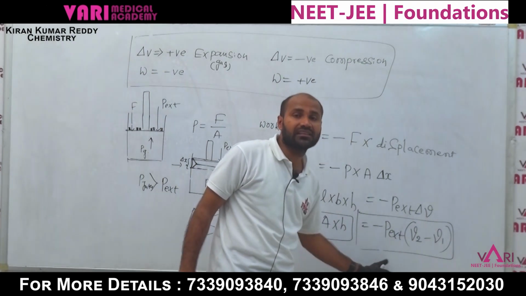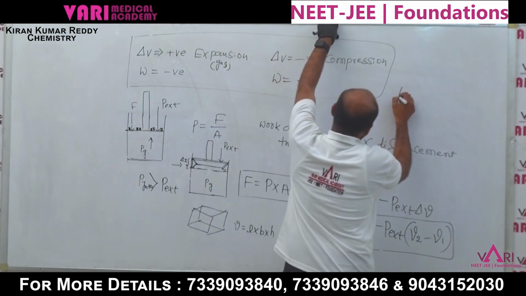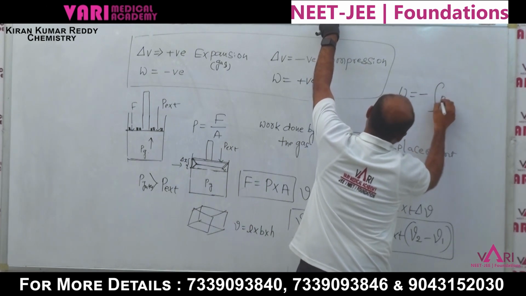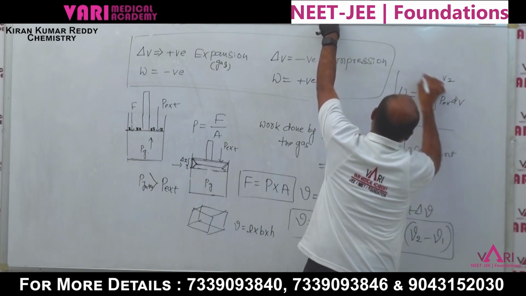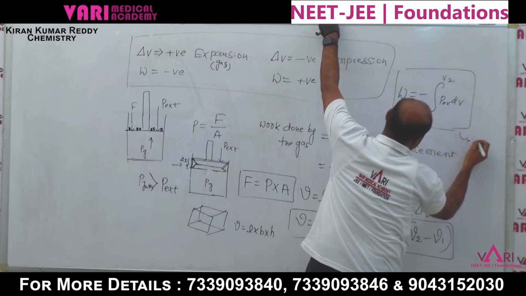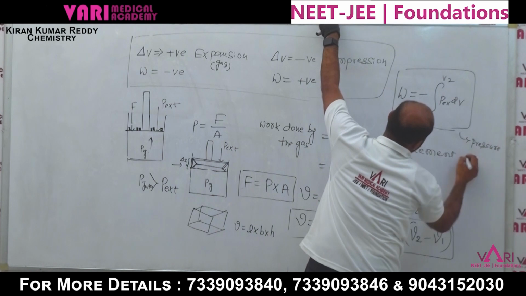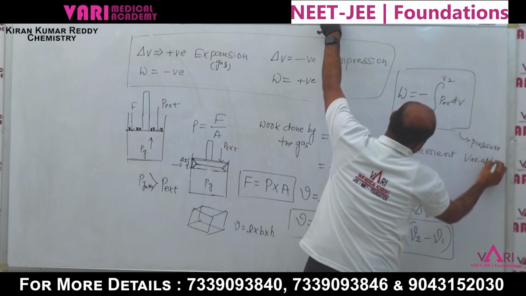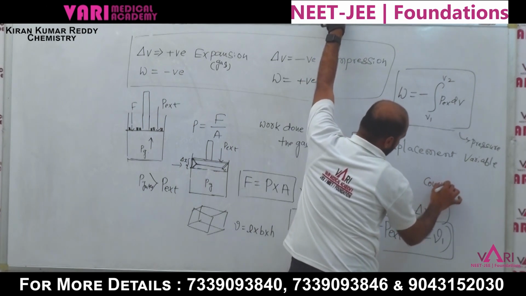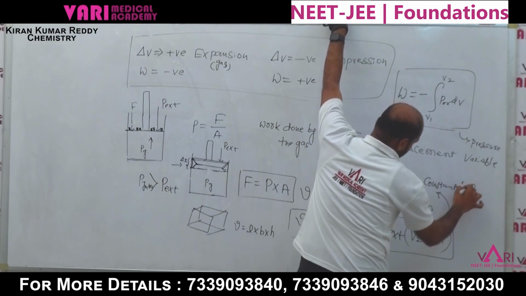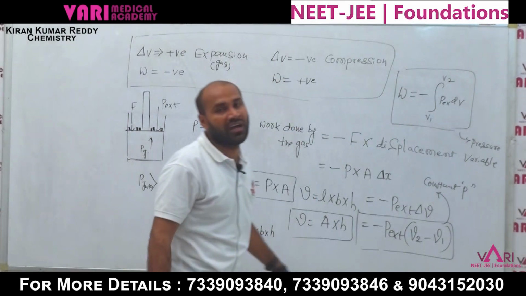This type of numericals are very, very important. In this case another equation also there: W is equal to minus P external dV, integrated from V1 to V2. This formula is for variable pressure, when pressure is changing. This equation we can use then. And for constant pressure, which formula can we use? For constant pressure use this formula: W is equal to minus P external (V2 minus V1).